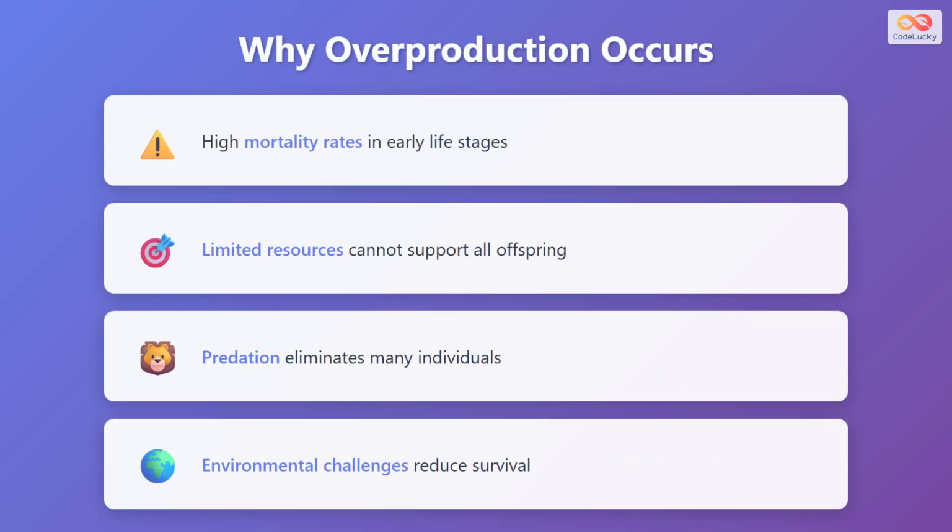But why does overproduction happen? There are several reasons. First, there are extremely high mortality rates in early life stages. Most offspring die young from various causes. Second, limited resources like food, water, and shelter cannot support all the offspring that are born. Third, predation eliminates many individuals before they reach maturity. Finally, environmental challenges such as harsh weather, disease, and competition further reduce survival rates. All these factors mean that producing many offspring is necessary to ensure at least some survive.